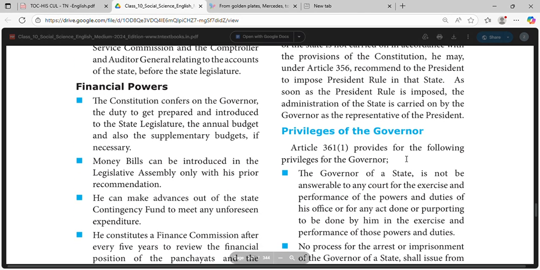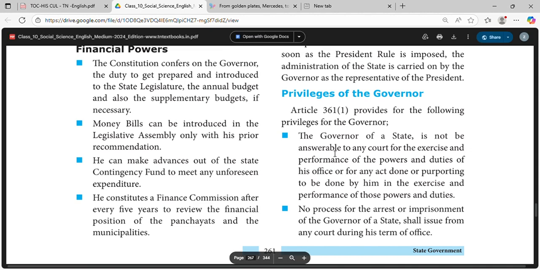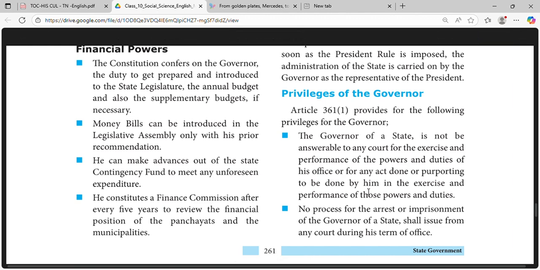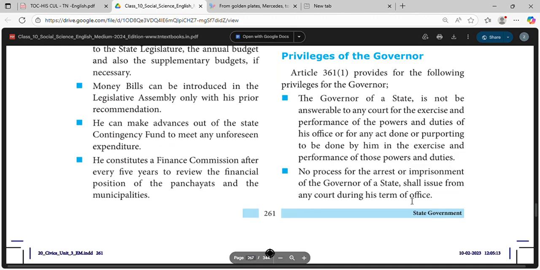Article 361 provides for the following privileges for the governor. The governor of a state is not answerable to any court for the exercise and performance of the powers and duties of his office or for any act done or purporting to be done by him in the exercise and performance of those powers and duties. No process for the arrest or imprisonment of the governor of a state shall issue from any court during his term of office.